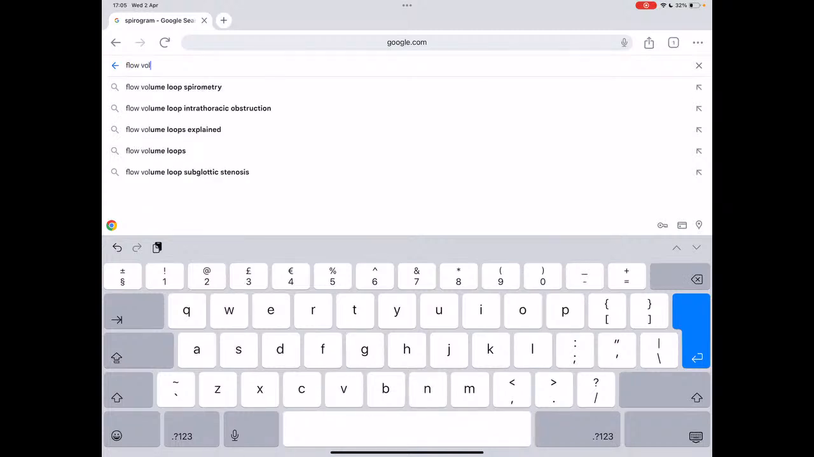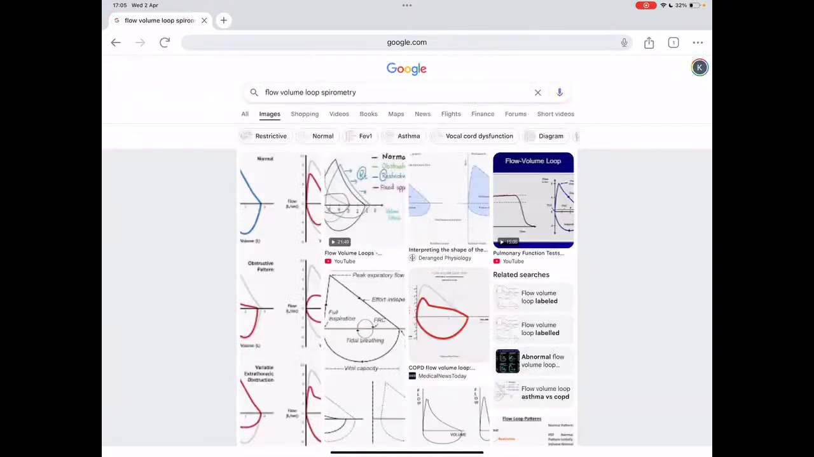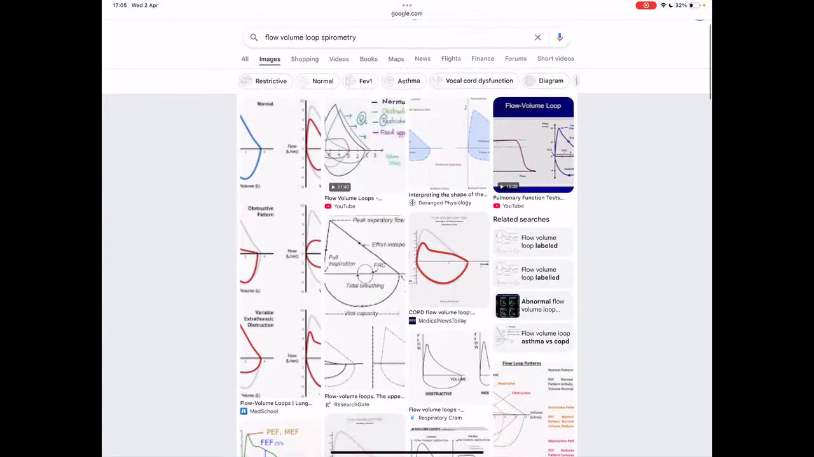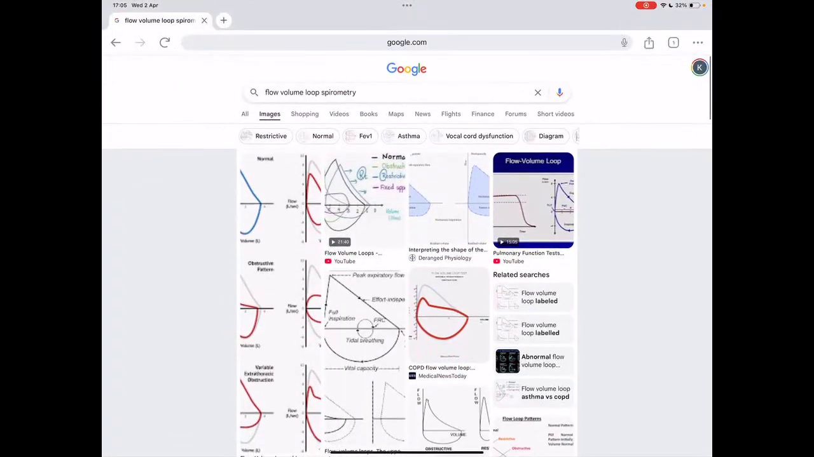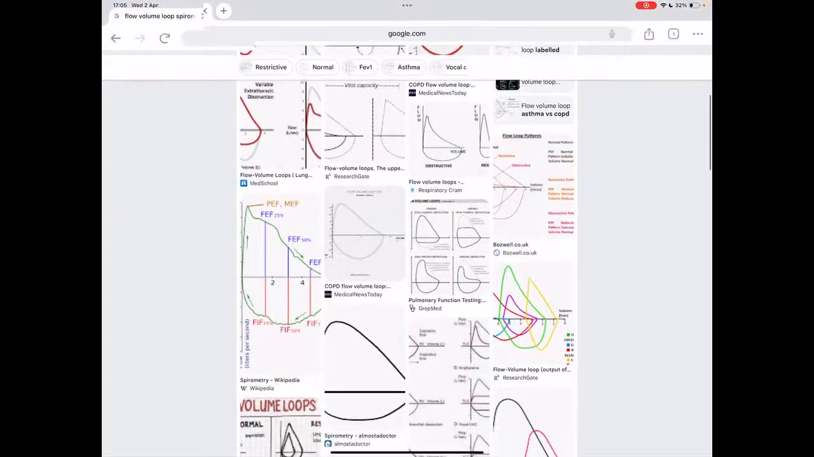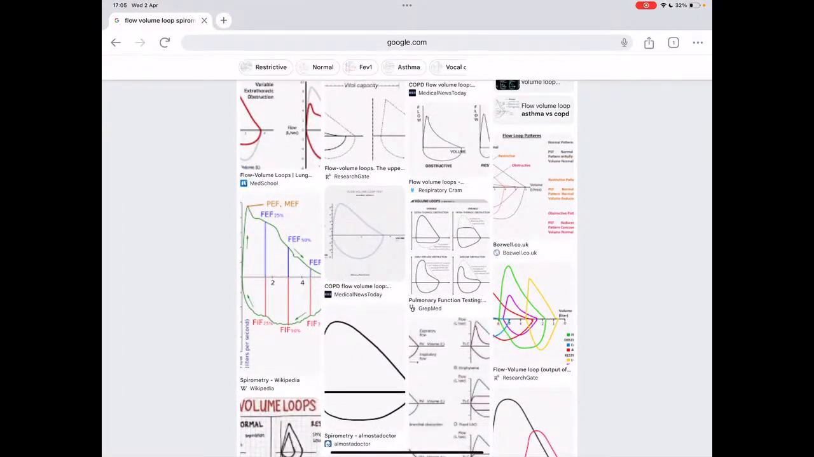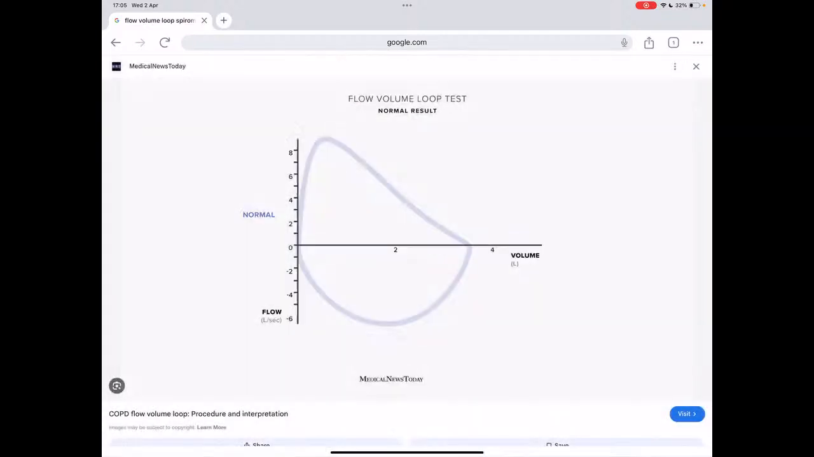Flow volume loops. A flow volume loop graph shows airflow on the y-axis and lung volume on the x-axis. I knew it. I knew it looked different. Gotcha. They do look distinct. The spirometry graph has that sharp peak and plateau, while the flow volume loop is more of a loop with a peak and a descending curve.